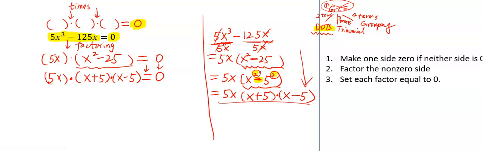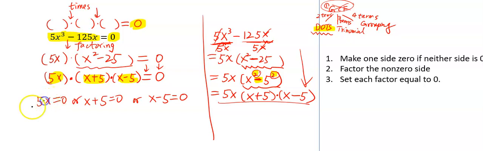So now we can set each box equal to 0. So 5x, x plus 5, and x minus 5. So we're going to set 5x equal to 0, x minus 5 equal to 0, or x plus 5 equal to 0. So now we're going to solve for our x.